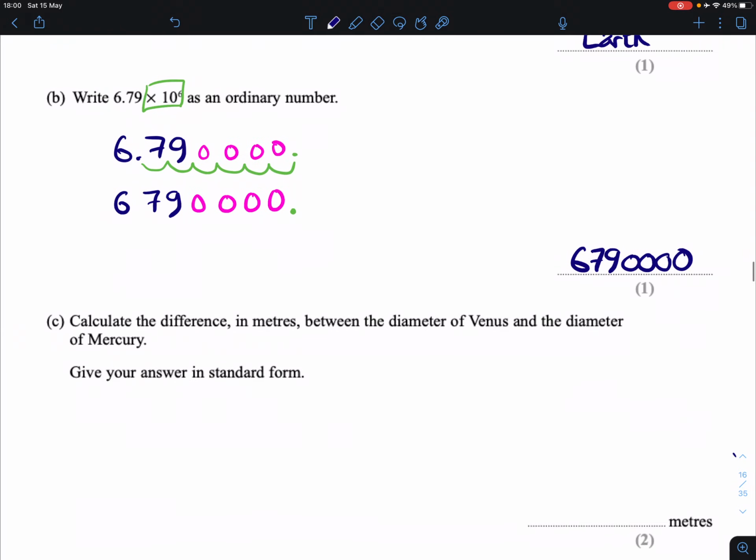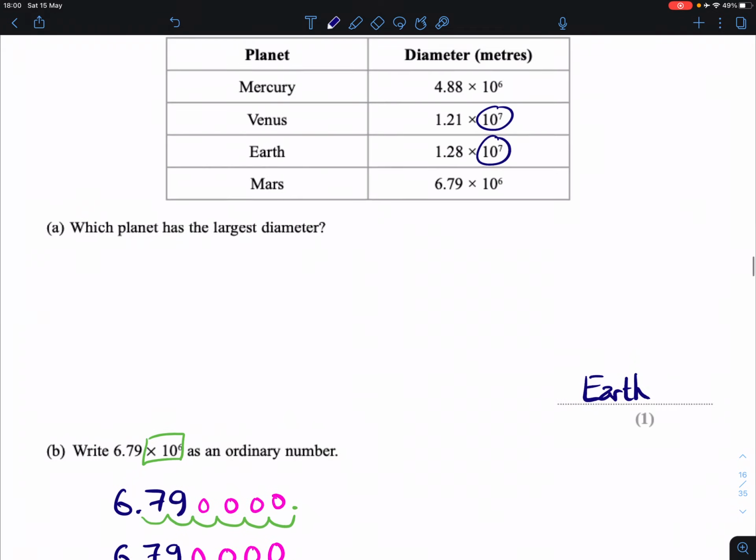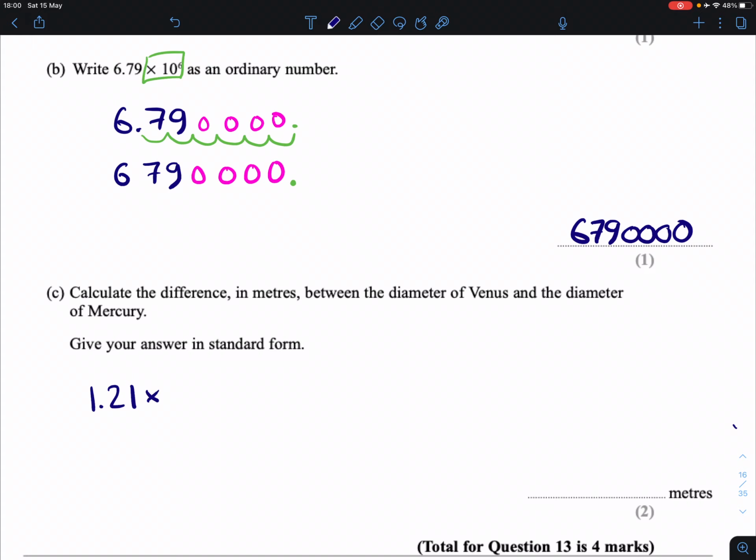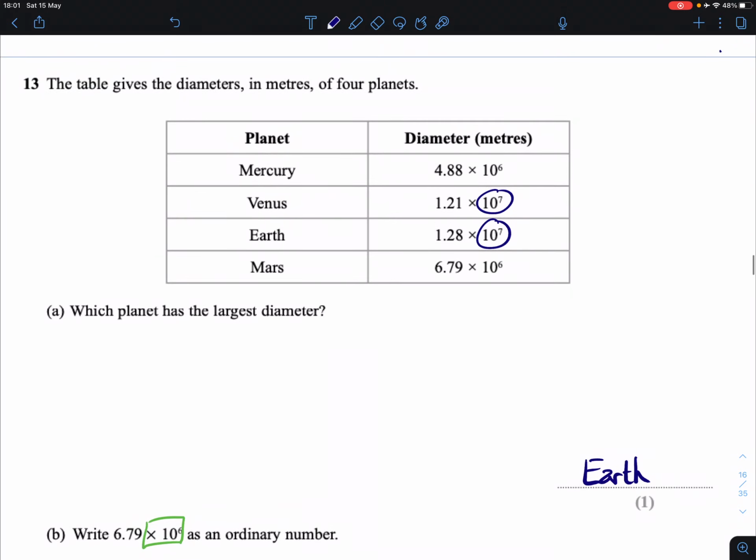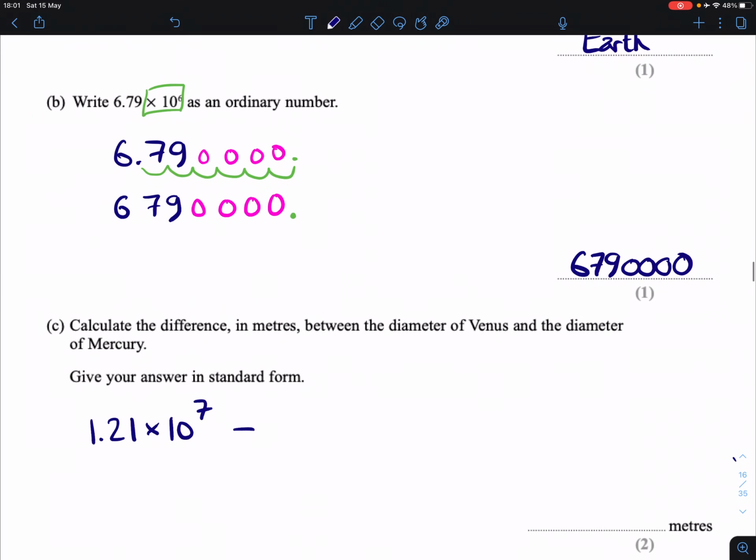C, calculate the difference in meters between the diameter of Venus and the diameter of Mercury. Well, the diameter of Venus is 1.21 times 10 to the 7, so I write that down like that. Take away the diameter of Mercury, that's 4.88 times 10 to the power of 6. Now, if this was a non-calculator paper, we would write both of these as ordinary numbers and take them away from each other. But you don't need to do that. You can literally just type that in your calculator right now.